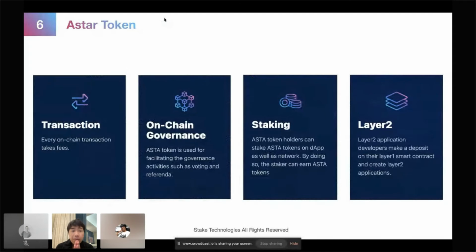One of the frequently asked questions from the community is the utility of Astar Network token. So at least we have 4 utilities. First one is transaction. So every on-chain transaction takes a gas fee. And also our mission is to make decentralized autonomous organizations, so on-chain governance is necessary. And you can stake your token on dApps as well as network. And last one is layer 2. To make a layer 2 application, you have to deposit some token on layer 1.